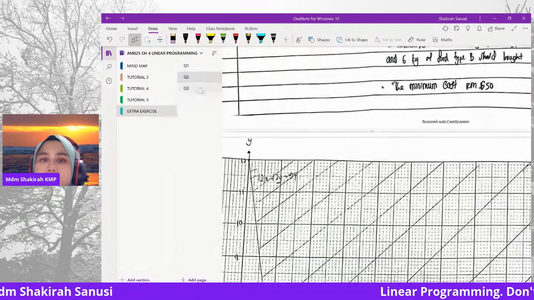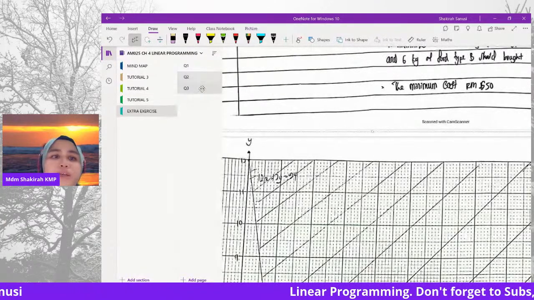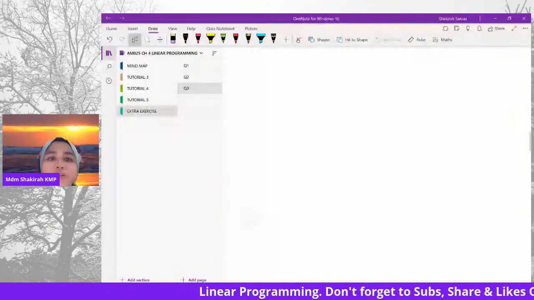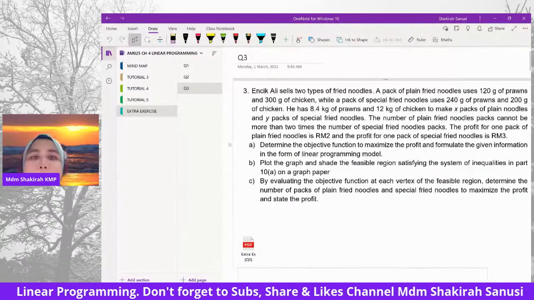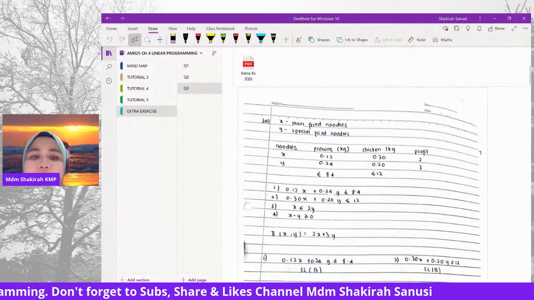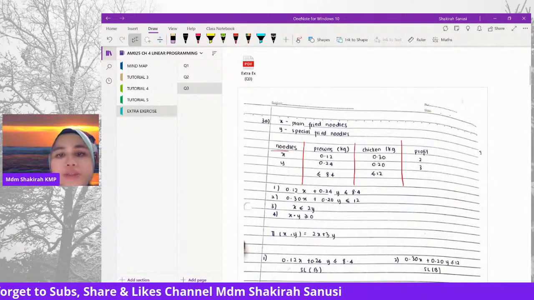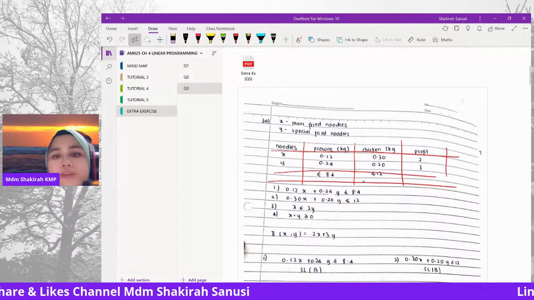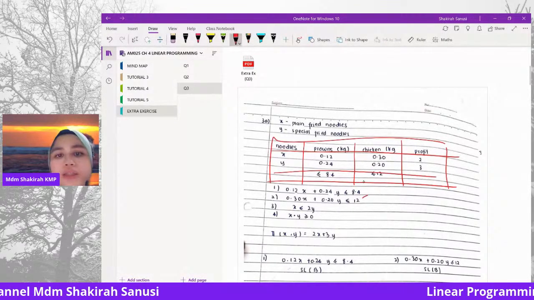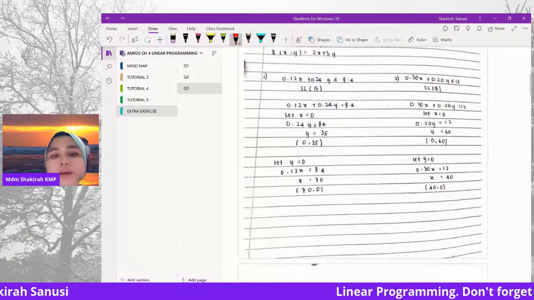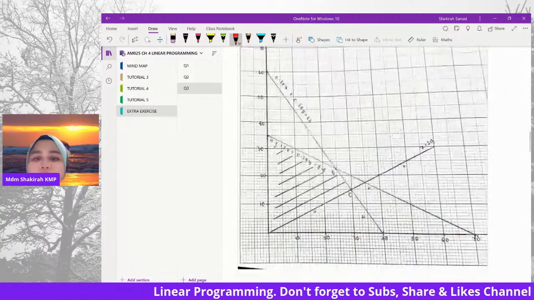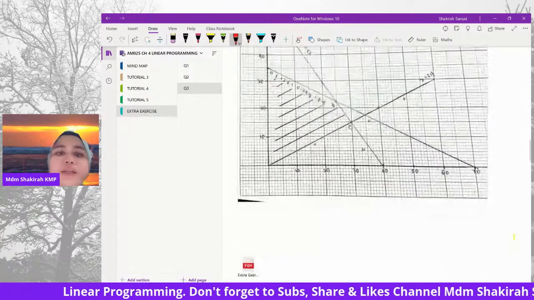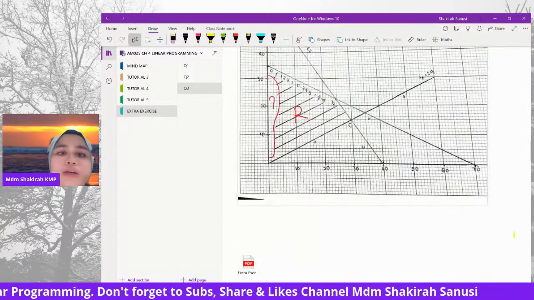Alright, next question 3. Pun sama, keluarkan maklumat dalam bentuk table. Okay, macam kawan awak buat ni, masukkan dekat table. Table yang akan memudahkan awak. So you boleh nampak ada berapa persamaan. And then you can just draw your punya graph. Arc mana? Kenapa ada lopong ni? Adakah ini shaded yang tak terlibat?